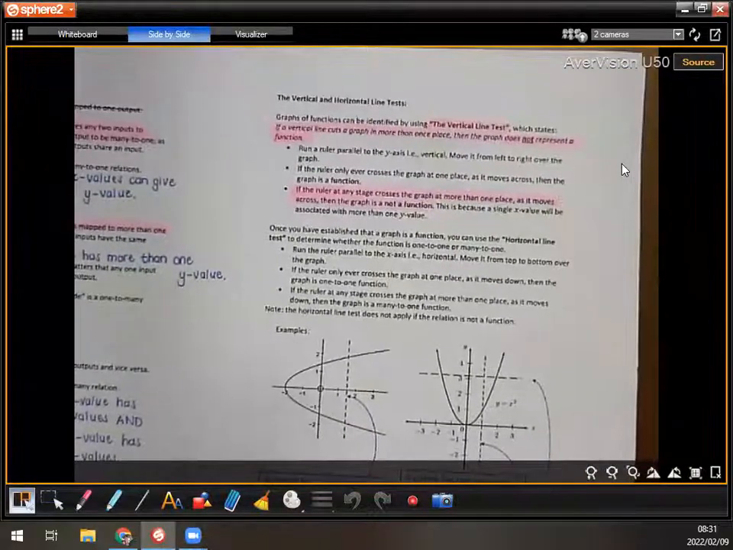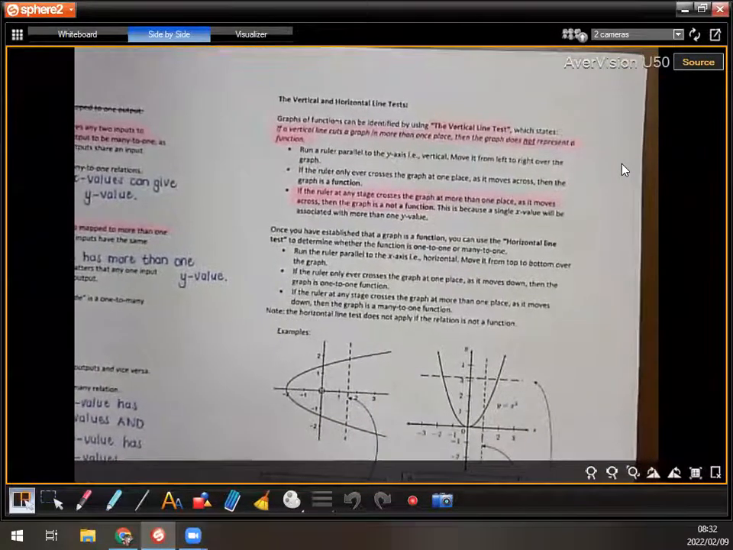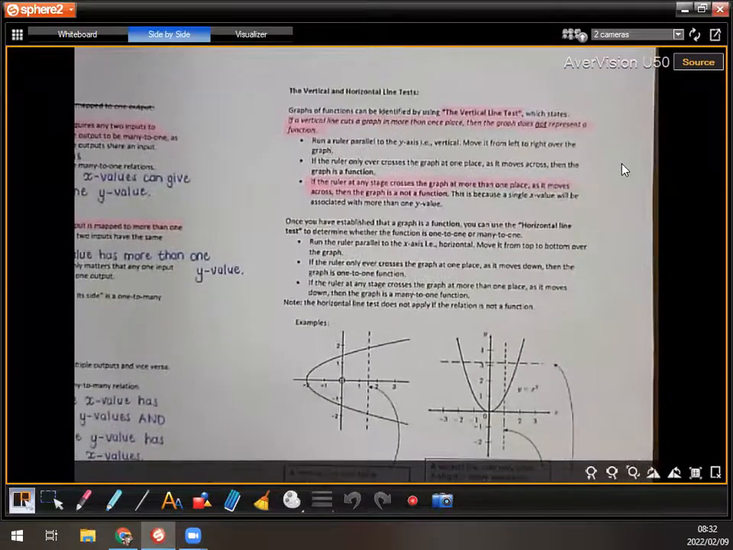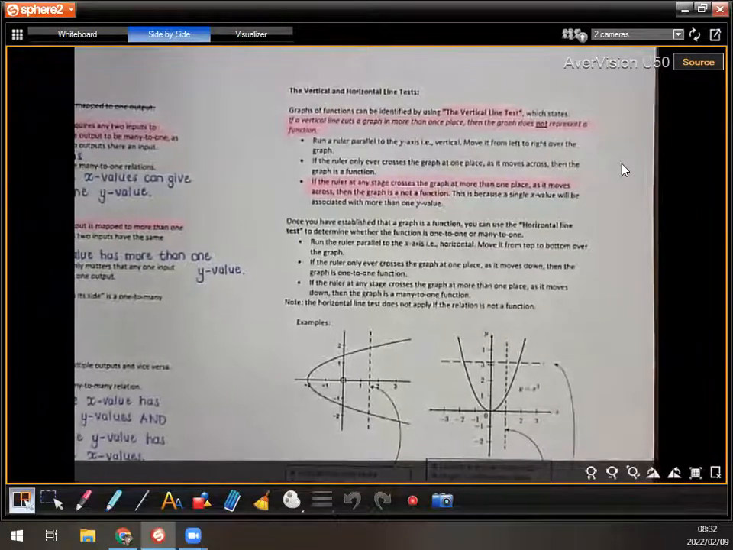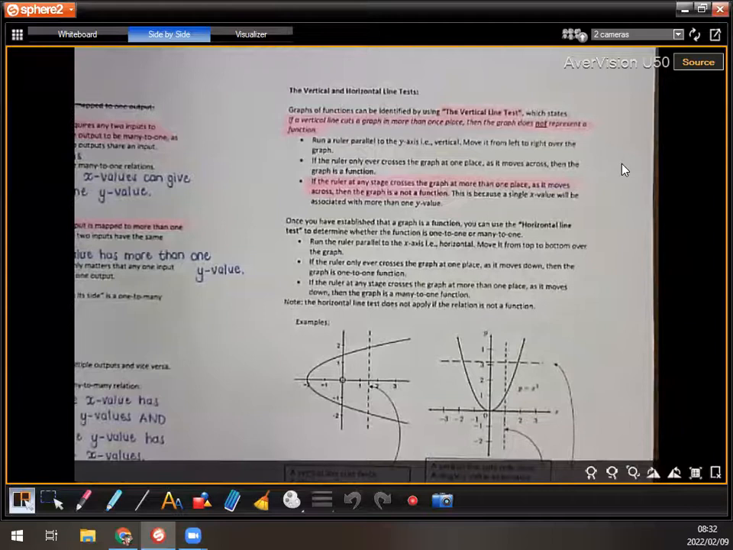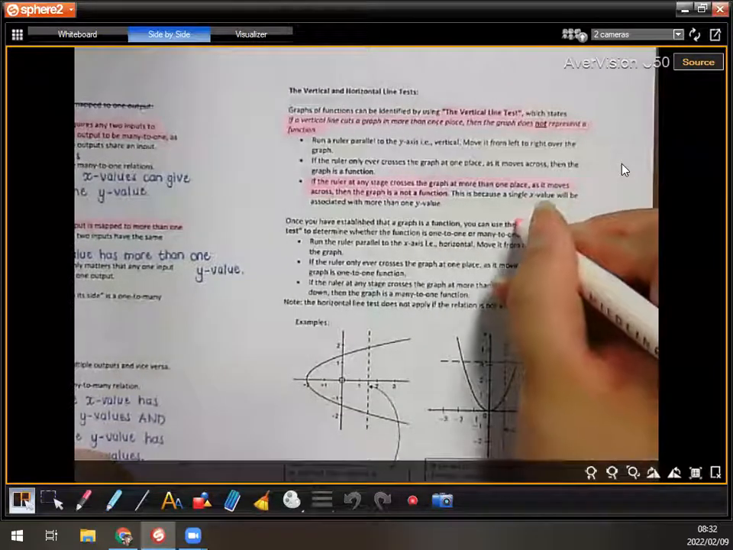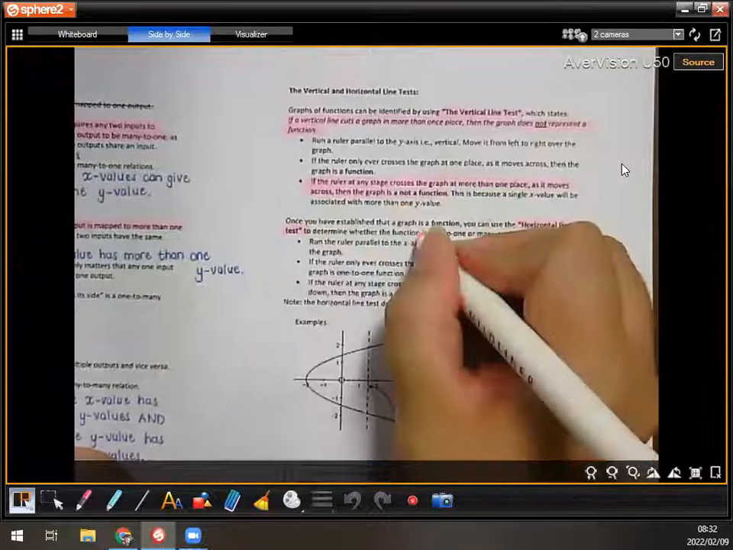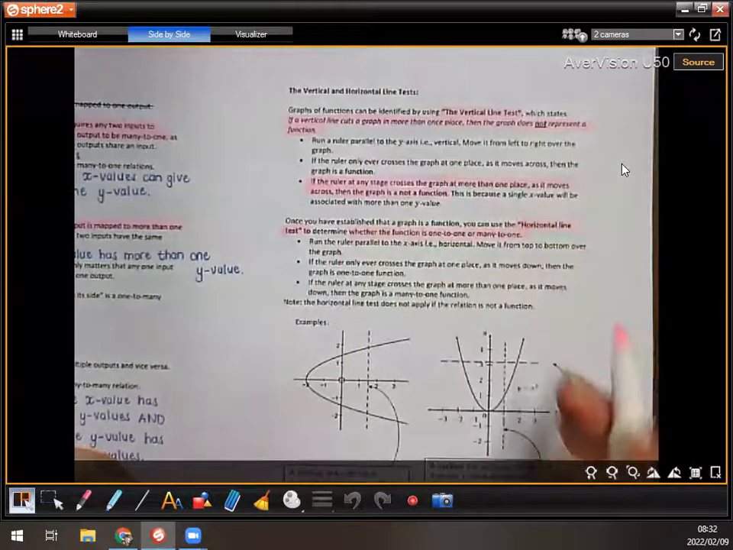Okay, so if they've given you the actual graph and they're asking you whether it's a function, then you can use that line. Obviously, if there's no graph drawn, then you can't move your ruler over the graph. We'll talk about that later, what we would then actually have to do. Once you have decided whether it's a function or not, you can then use the horizontal line test to check whether it's one-to-one or many-to-one. So let's highlight that. Whether the function is one-to-one or many-to-one.